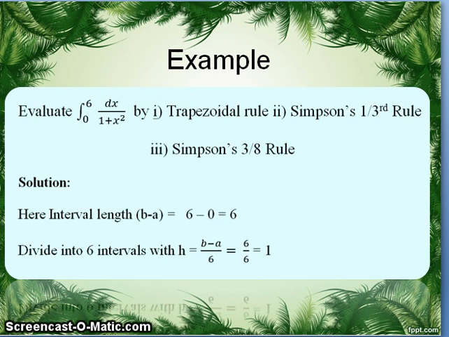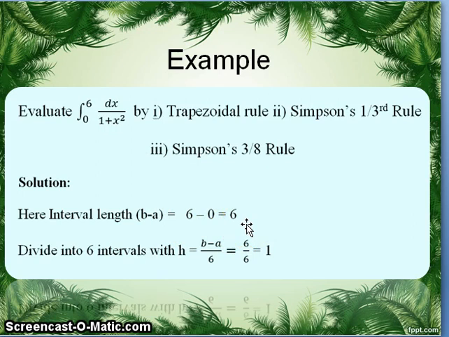Before formulating the tabular column, we want to find the interval length. Interval length is nothing but the subtraction of the lower limit from the upper limit. Here the upper limit is 6 and the lower limit is 0. So the upper limit minus the lower limit gives the value 6. This shows the interval length.